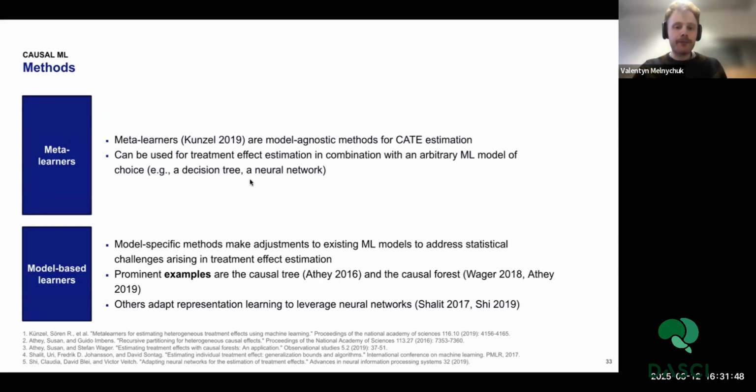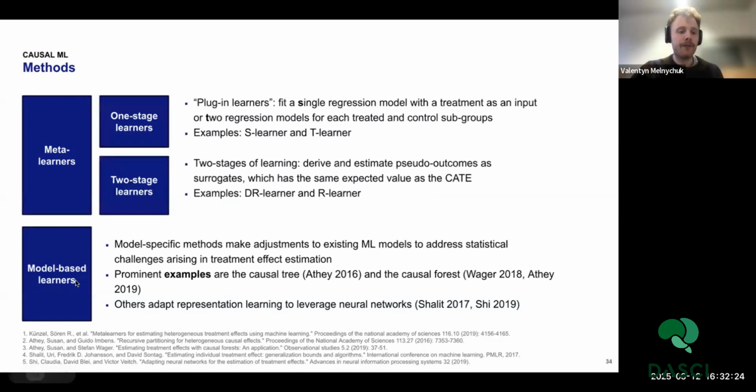So, for example, we can use a decision tree or a neural network, etc. And model-based learners can try to either build an end-to-end model or build a model-specific algorithm. For example, we have causal tree or causal forest. We have a full stream of literature on end-to-end representation learning methods to leverage neural networks. But overall, model-based learners could be thought of as one-stage learners.